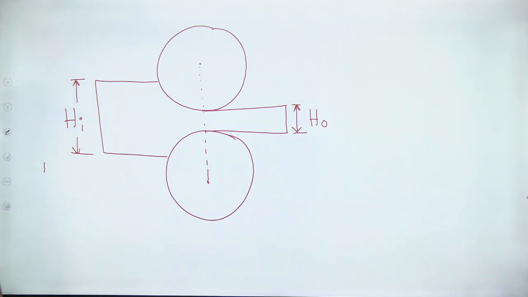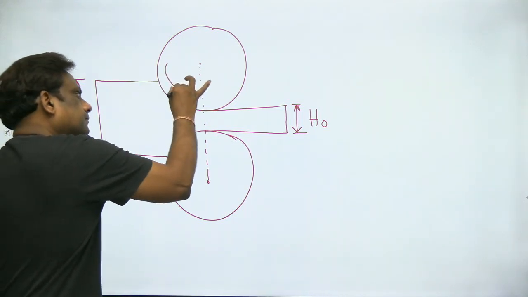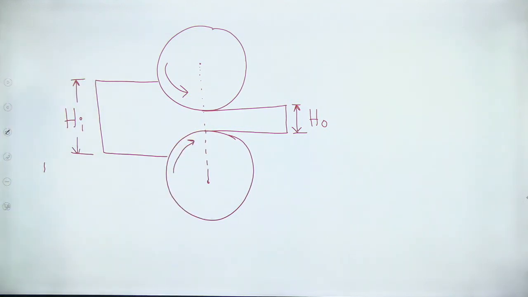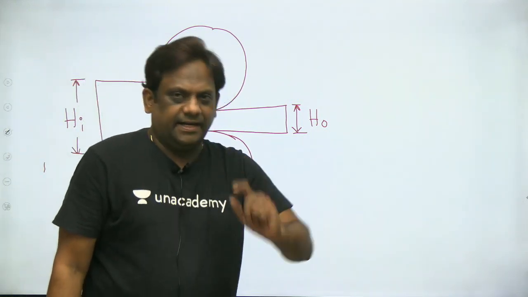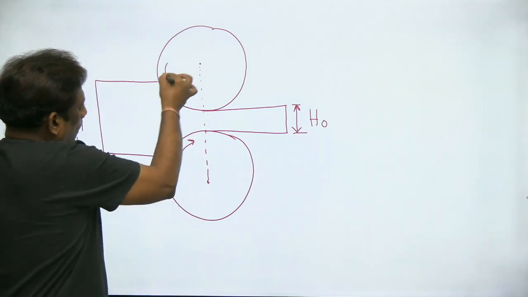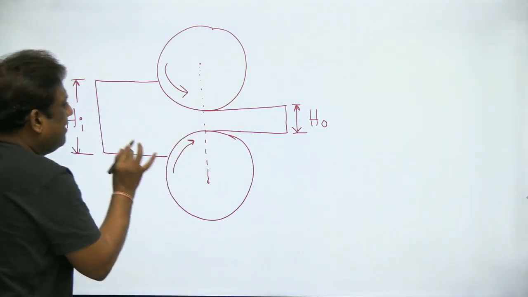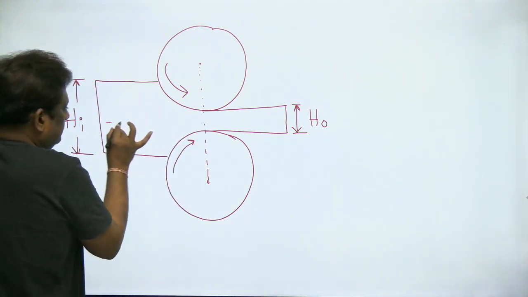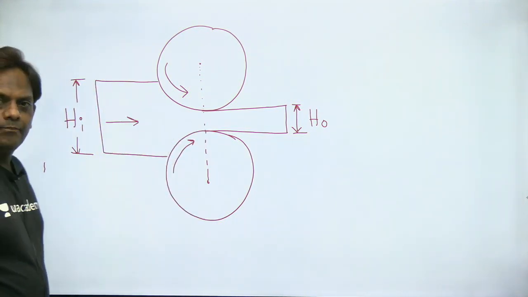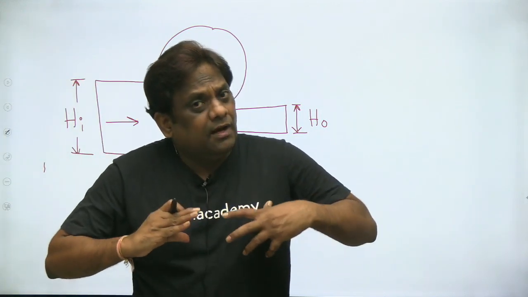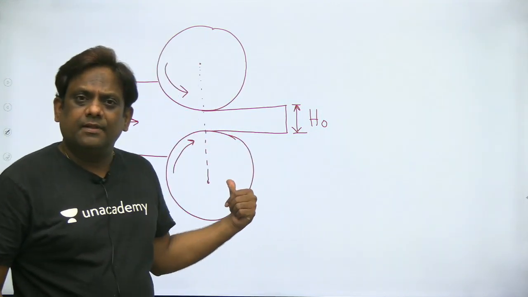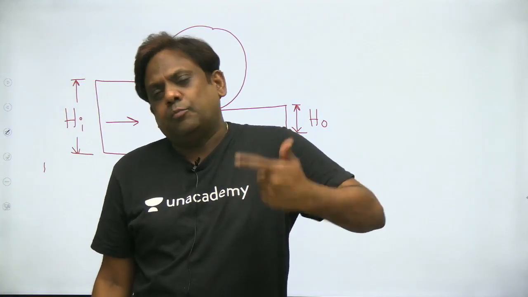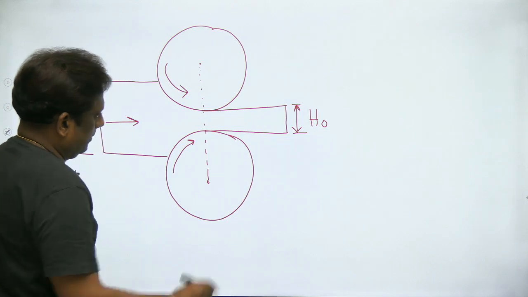Very good. Now look at what is happening. Between these two rolls, my material is passed. We'll see how the shape is obtained, what is the basis, what is the principle, and we'll see the complete mechanics in this.